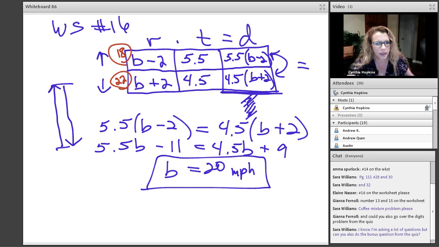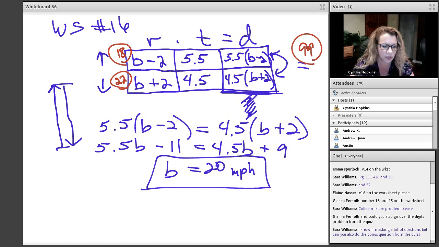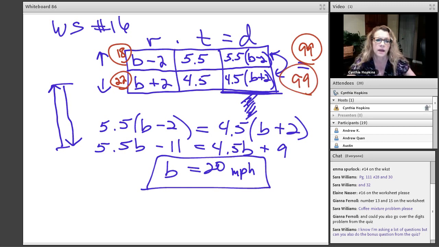So I'm just going to take my calculator and figure out what's the distance. Well, if I go 18 miles per hour against the current for 5.5 hours, I'm multiplying those, my distance ends up being 99 miles. Now, so far, I have no idea if that's right or not, but now I'm going to do the second one, 22 miles per hour times 4.5 hours, and look at that. That's also 99. So because those are equal, I know my answer is correct.